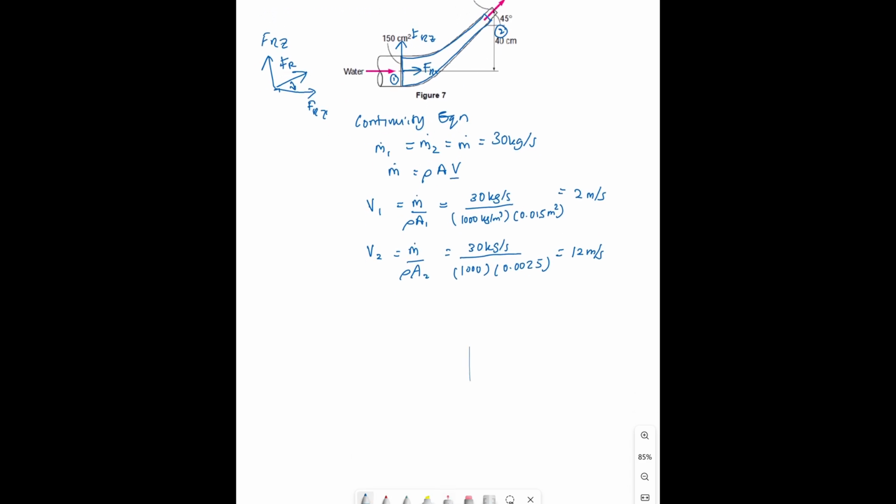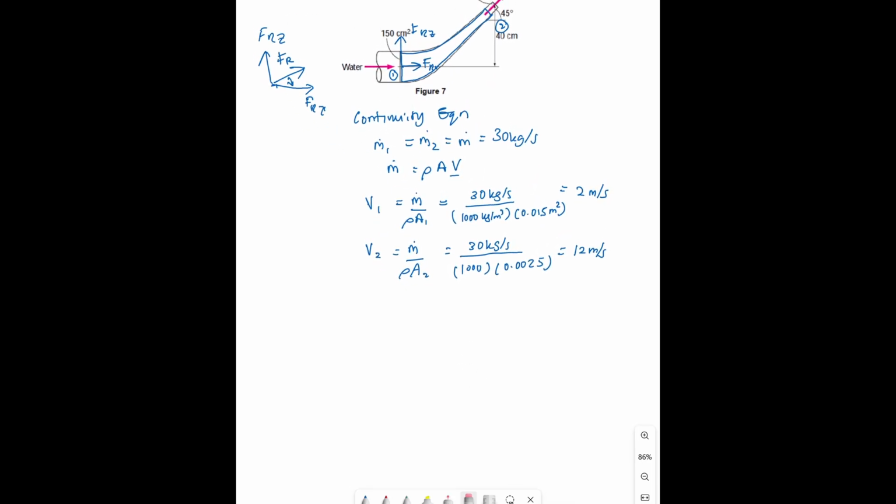Now we will use the Bernoulli equation to solve for the pressure to find the force. At the inlet we have P1 over rho g plus V1 squared over 2g plus Z1 equals P2 over rho g plus V2 squared over 2g plus Z2. We will take Z1 at the inlet as 0 and Z2 at the outlet equal to 40 centimeters.